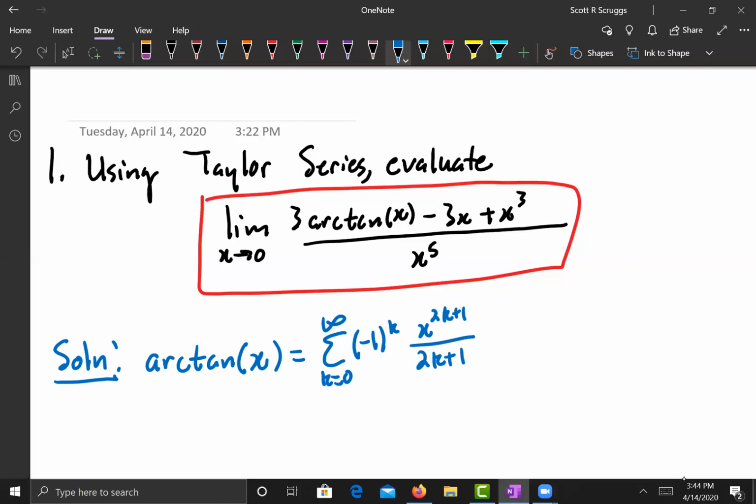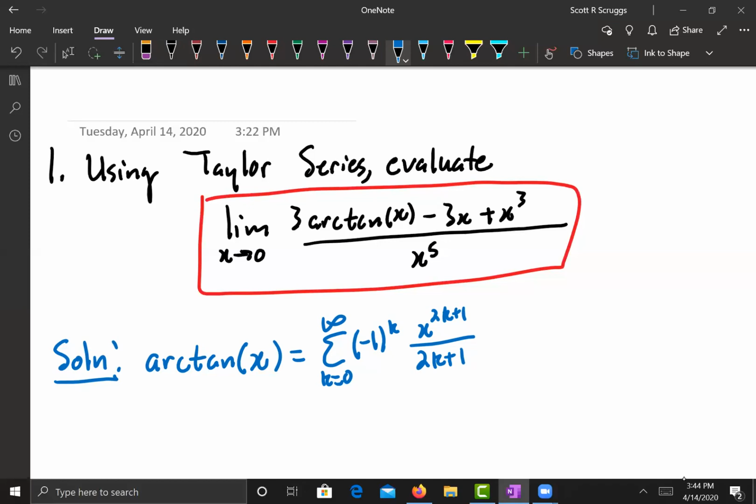Fun fact: one quick way to remember the Maclaurin series for arctan is it looks very similar to the Maclaurin series for sine. The only thing is I don't have a factorial in the denominator. So if you want a quick and cheap way to remember the Maclaurin series for arctan, it's essentially the Maclaurin series for sine, but no factorial is appearing in the denominator.